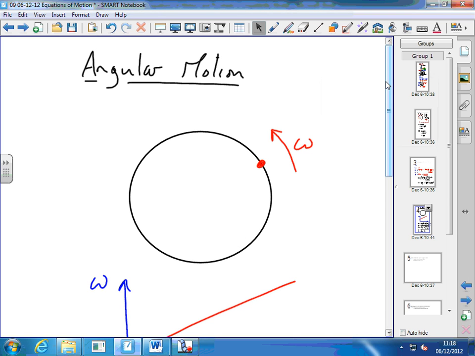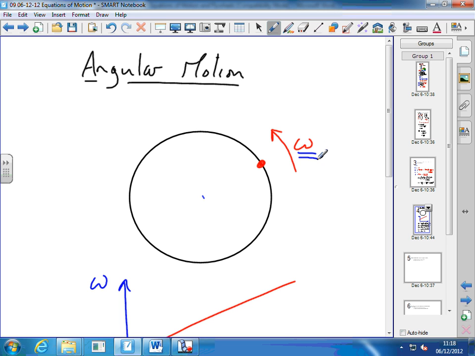Okay, so angular motion next. The same ideas can be applied to something rotating in a circle. So if here's this rotation, we've got now not linear velocity. As this thing rotates around anti-clockwise, remember this idea of an anti-clockwise rotation about some center point, we talk about not linear velocity but angular velocity.